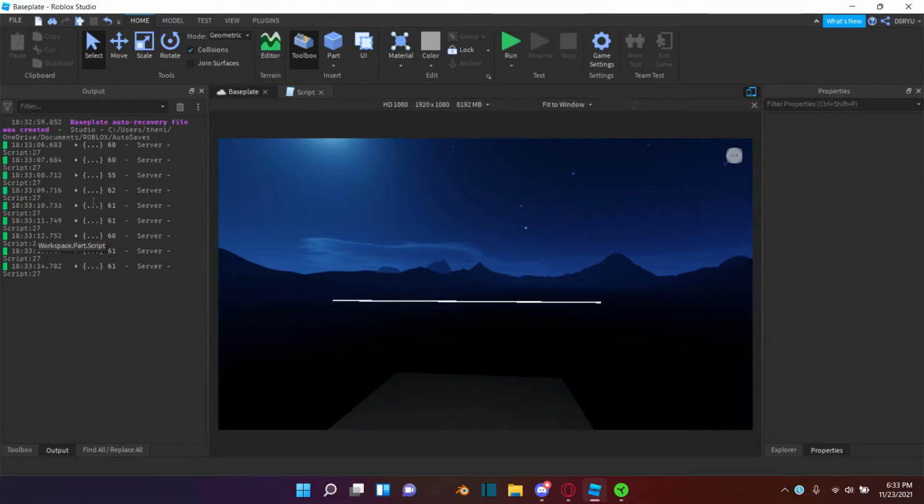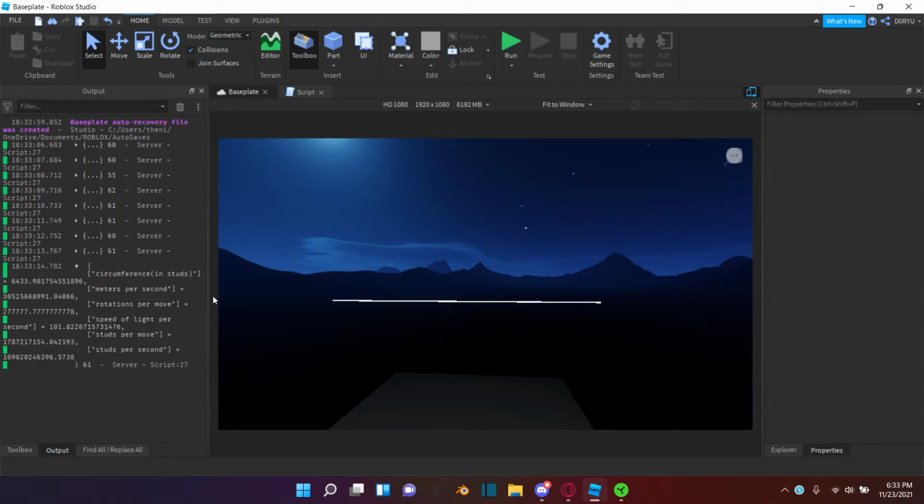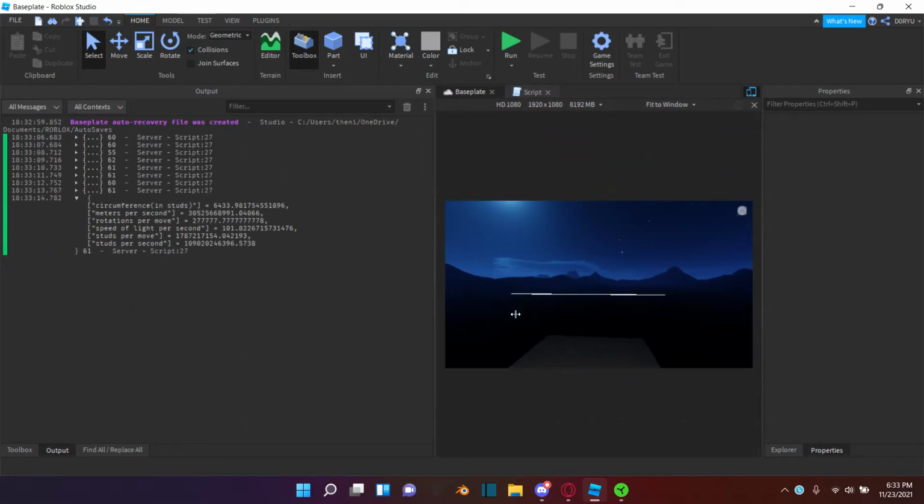So now we're just going to get the one that says 62, right? Well, now it's at 60 and 61. At the beginning, it's going to be a little wonky, right? So we're just going to look at 61. And we're just going to see. So the speed of light, it's going 101 times, about 102, actually. 102 times the speed of light. That's fast.